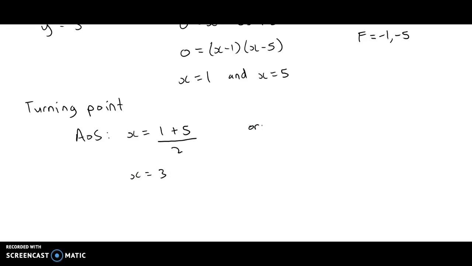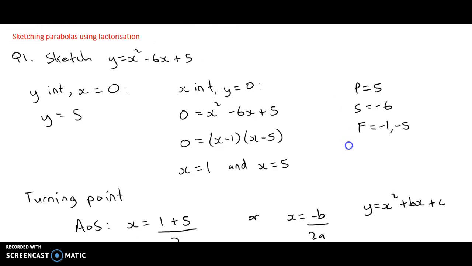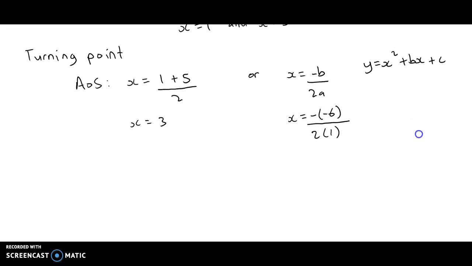Now the other method you can use to find the axis of symmetry is using the rule x equals minus b over 2a, based on the general form of a parabola y equals ax squared plus bx plus c. So for our parabola, we've got x squared minus 6x plus 5, so our b is minus 6, our a is 1, so x equals 6 over 2 times 1, which is 3. And I should, just to make that clearer, make this ax squared here. Alrighty, so we've got our axis of symmetry, x equals 3.